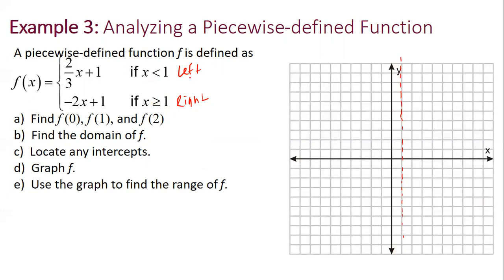On the left-hand side, I'm following this function, and this function has a slope of 2/3 and a y-intercept of 1. So I'm going to go to 1. I'm going to follow the slope, which is rise 2 over 3: 1, 2, 3. But I'm not going to really mark it because it's on the left-hand side. I just need to know where I was going.